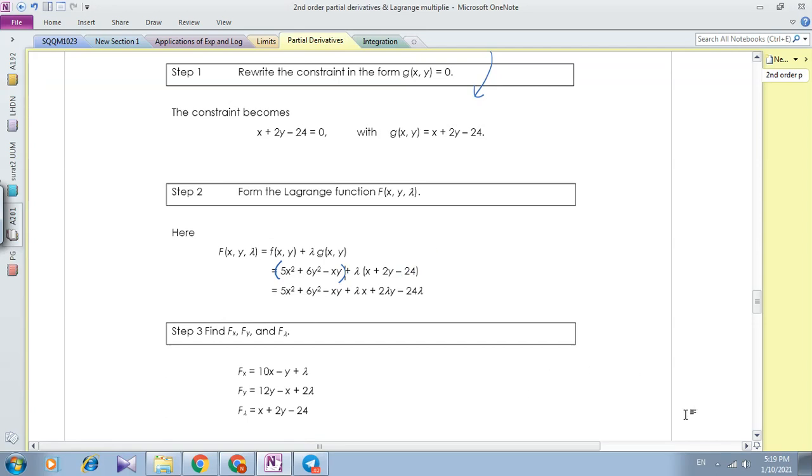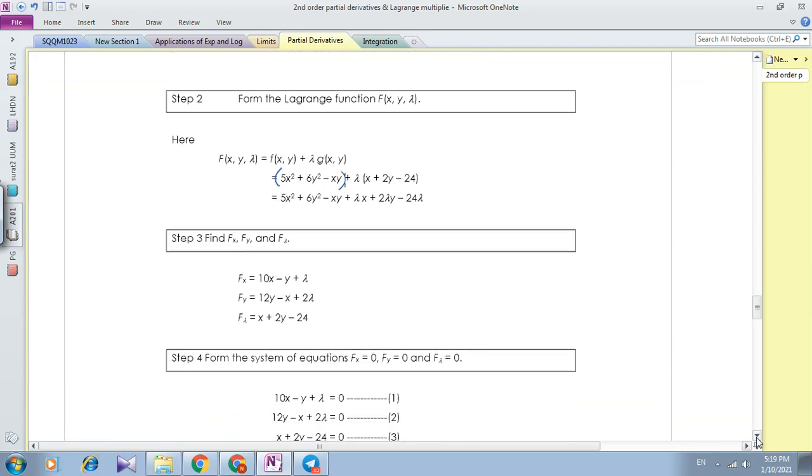And then in the next step, the whole thing here in the third line is the capital F, or the Lagrange function. In the next step, we are required to find the partial derivative with respect to x, y, and lambda based on the third line here. All right, so F of x.